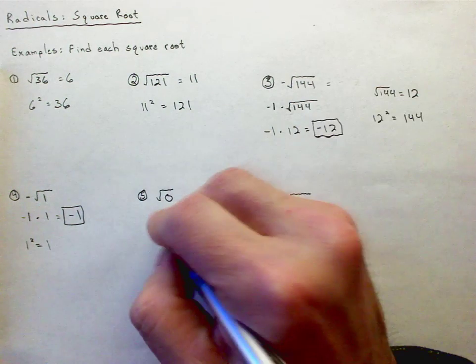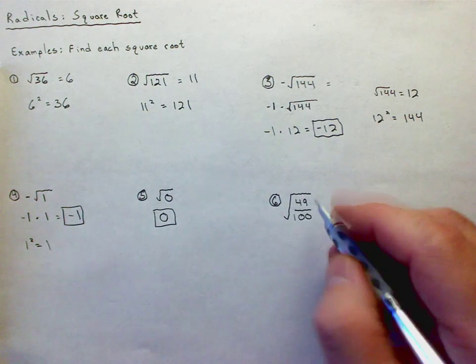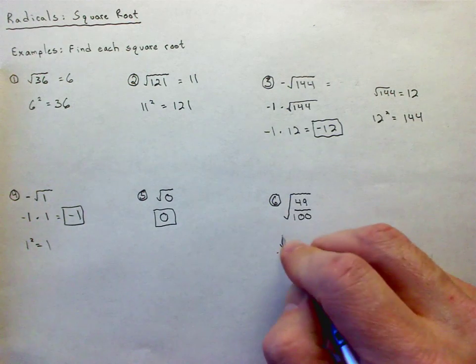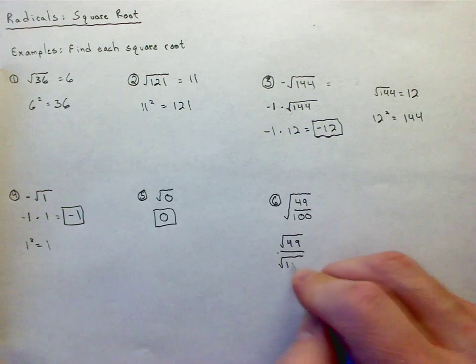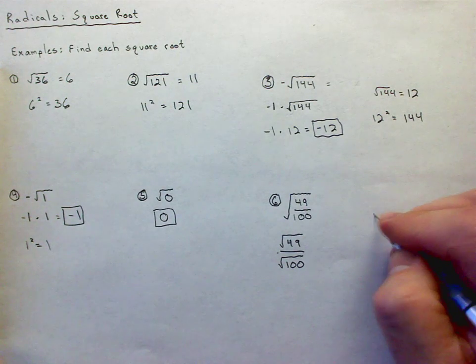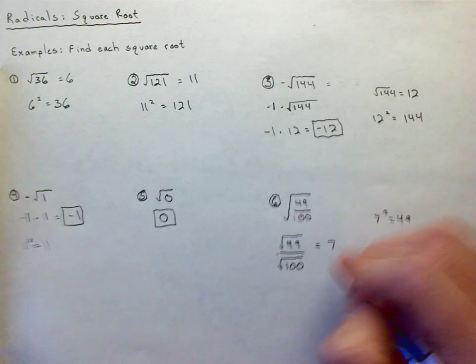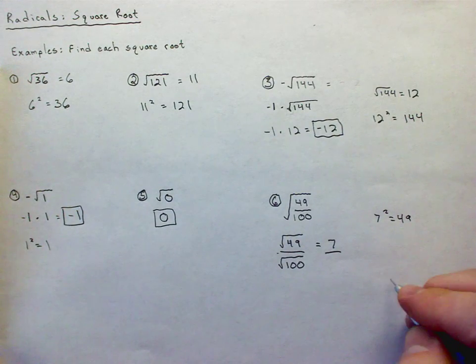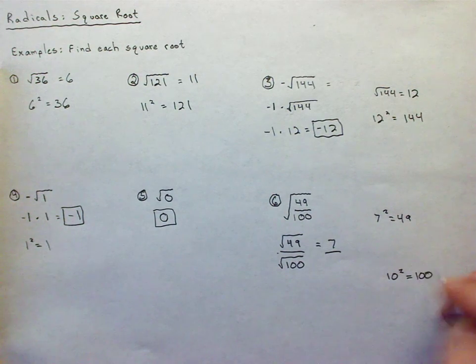And now what I have here is actually two radicals. I can rewrite this as that. The square root of 49 is 7, because 7 squared equals 49. And the square root of 100 is 10, because I know that 10 squared equals 100.